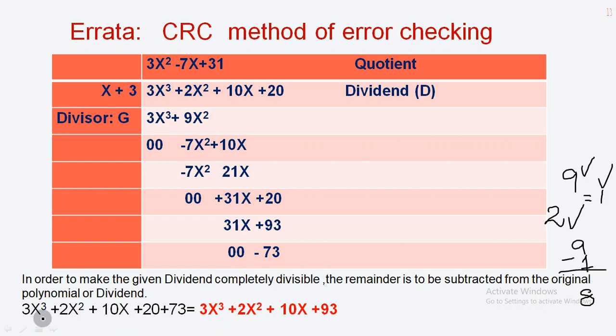So 3x cube plus 2x square plus 10x plus 20 is the data that is to be sent, and minus 73 happens to be the remainder, and minus 73 is to be negated, that is, subtracted. Therefore it becomes minus of minus, plus. So 3x cube plus 2x square plus 10x plus 93. When 93 is over here, when we divide 31 by 31 into 3, it becomes 93 again. So 93 will cancel at the receiving end, and there won't be any errors.